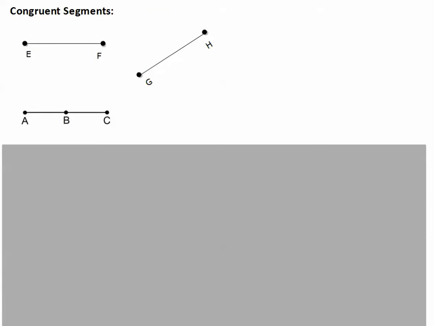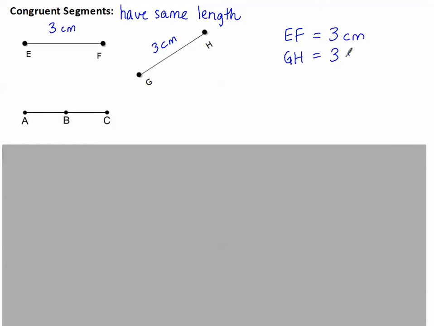First, let's talk about congruent segments. These are segments that have the same length. If we measured these segments, segment EF and GH, on your paper, they would maybe measure 3 centimeters. And we might measure this and see it's also 3 centimeters. We can write that like this: EF equals 3 centimeters, meaning the segment that joins points E to F is equal to 3 centimeters long. GH also equals 3 centimeters.